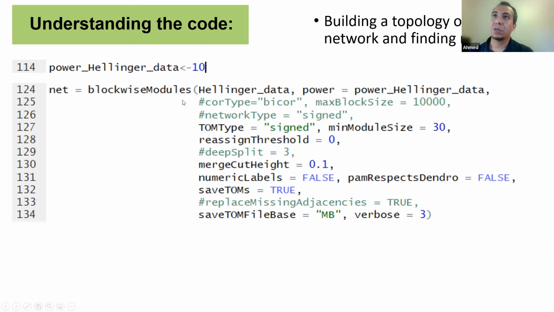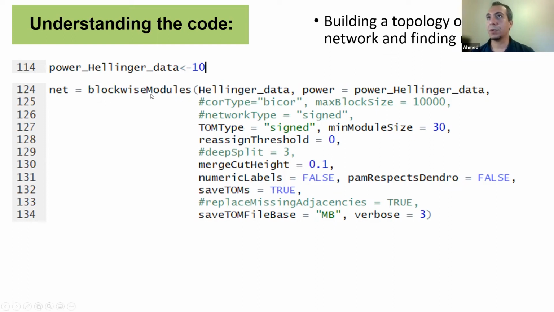And this is the value that we're going to use for building the actual network, building the topology overlap network and finding the modules within it. And this is a very important step. You want to understand how you control the different parameters in this step so that you can get the modules that you are interested in and use them for the different correlations down the line. So this is the function to build the network.